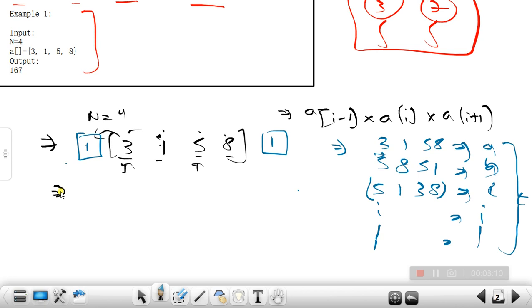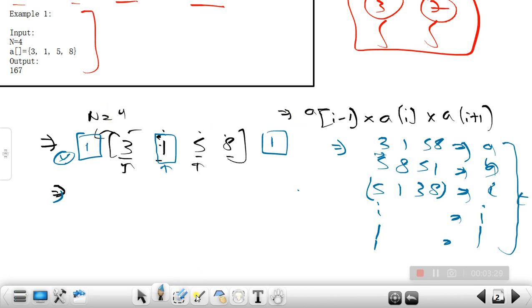There are multiple possibilities for this particular example, but I'm going to give you the possibility which gives the maximum profit. Let's see how. What I can do is, first, burst this balloon, this 1. When I burst it, it is going to give me the cost as, okay, I want to write the cost somewhere.